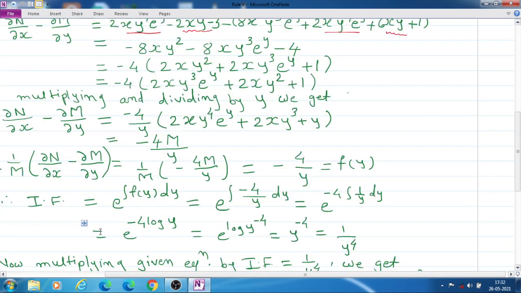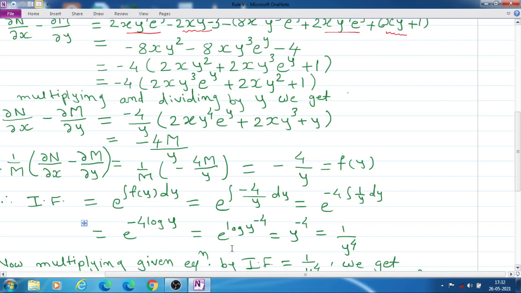Therefore we can find the integrating factor by the above rule, that is integrating factor is equal to e raised to integral f of y dy. This is equal to e raised to integral, f of y is minus 4 upon y. So integral minus 4 upon y dy. This is equal to e raised to minus 4 into integral 1 upon y dy, and the integral of 1 upon y is log y. Therefore minus 4 log y.